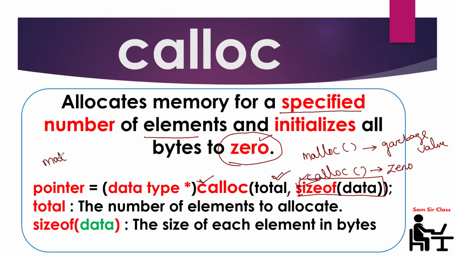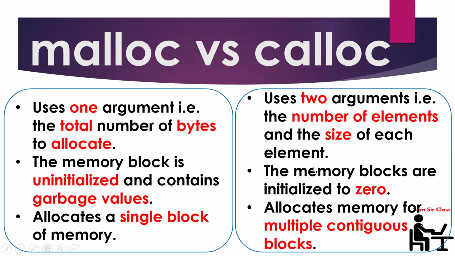So actually, the basic difference is malloc takes only one argument, the total number of bytes you want to allocate, but in calloc, you have to write how many blocks, and for every block, what is the memory you want to allocate. So malloc takes one argument, calloc takes two arguments. Malloc provides you garbage value, calloc provides you zero. So these are some basic differences between your malloc and calloc. We'll see through the examples also.